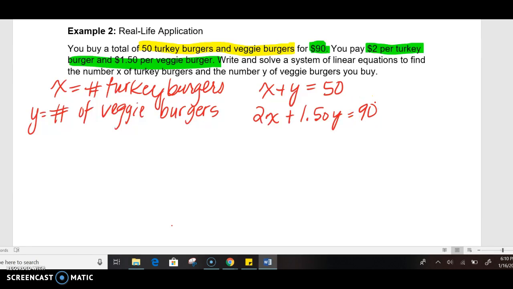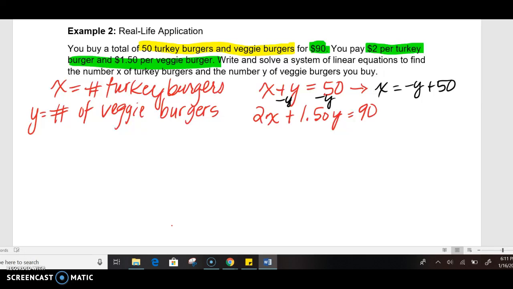Okay, now if I'm going to solve this using substitution, I have to get one variable isolated. So because the first equation looks simpler, I'm going to choose this one, and I'm going to solve for either x or y. It really doesn't matter. So in this equation, I'm going to subtract y from both sides. Remember, you can't combine terms over here. So it now says x equals negative y plus 50.